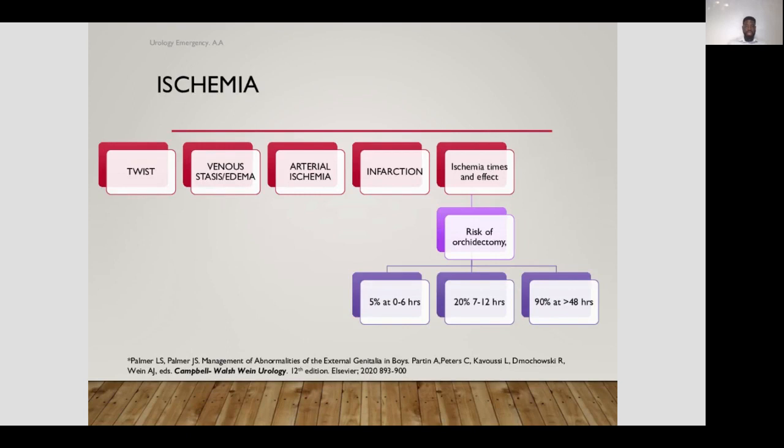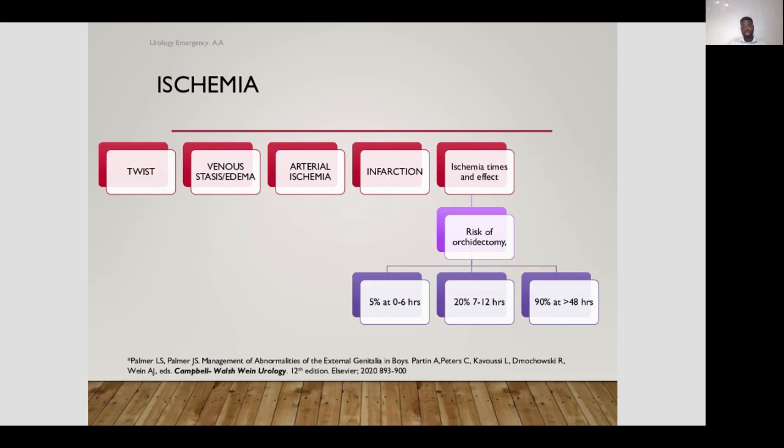Because cells need oxygen, needs all of this before you begin to have reactive oxygen species and cell death happening. There's some time frame. This is why we say 6 hours. So the study of the textbook I've quoted has stated that from the acute onset of pain up to 6 hours, the risk of orchidectomy, basically meaning the chance that the testicle is lost, is only basically 5%, which is quite small.